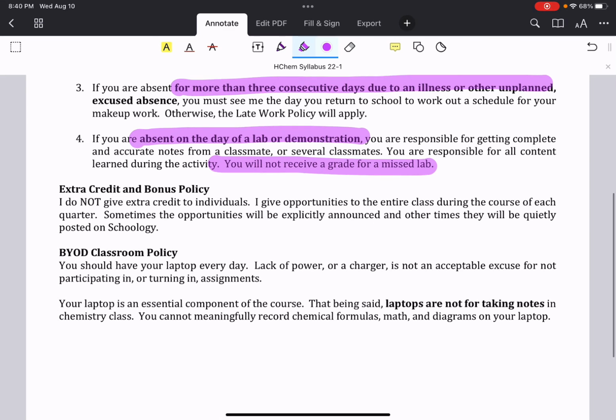Extra credit and bonus. Note that I do not give extra credit to individuals. So if it gets down to the end of the quarter and you are 1/10 of a point away from what you wish you had, no, don't ask me. I'm not going to give you any points. I'm not going to give it to you, right? Because I give bonus all year long, and it's your job to take it if you think you might need it, okay?